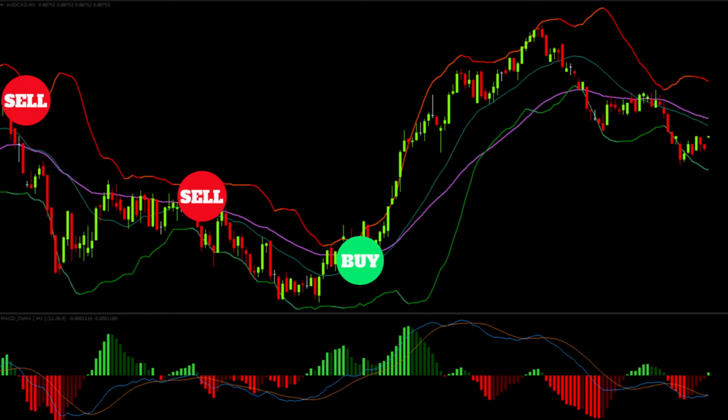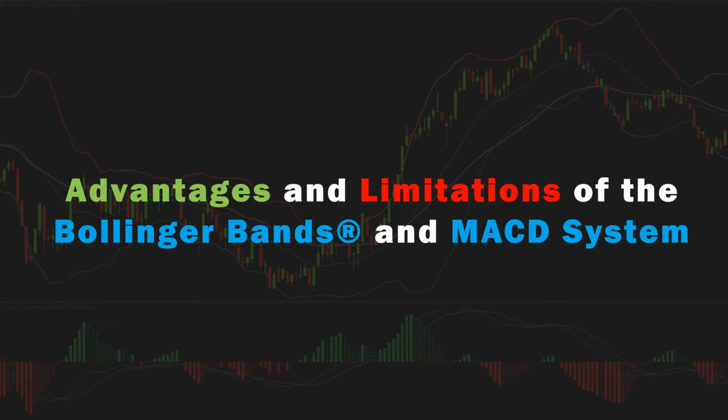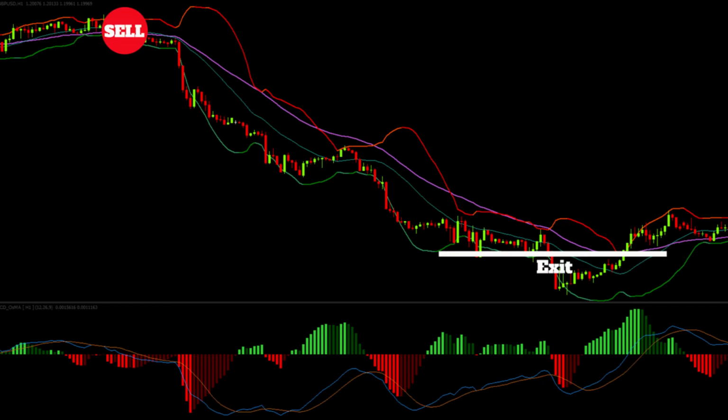Okay, the advantages and limitations of the Bollinger Bands and MACD system. 1. Bollinger Bands can be applied to any asset in any time frame, as can the MACD. 2. Bollinger Bands naturally provide stop-loss levels that correspond to the lower bands for long trades and the higher bands for short trades. 3. Traders can see trends and volatility in all markets at a glance. The combination of Bollinger Band and MACD is not suitable for novice traders.